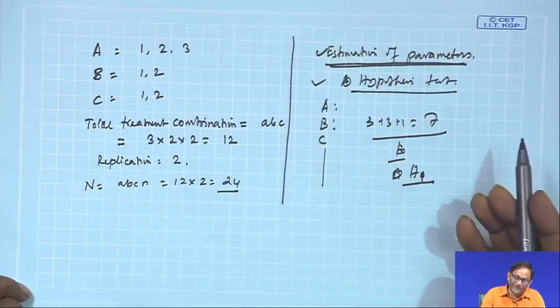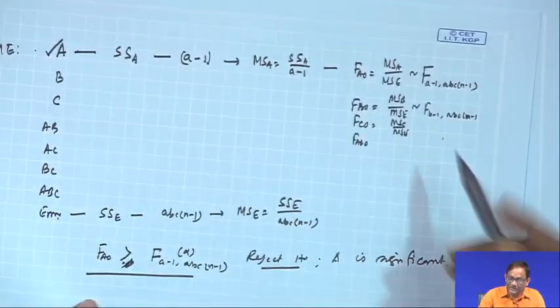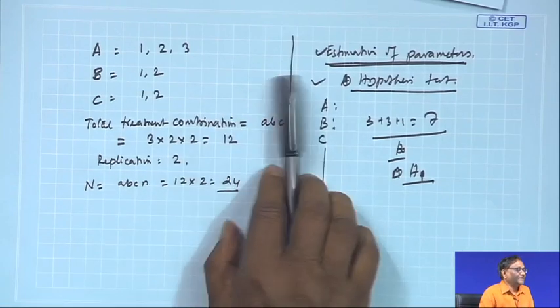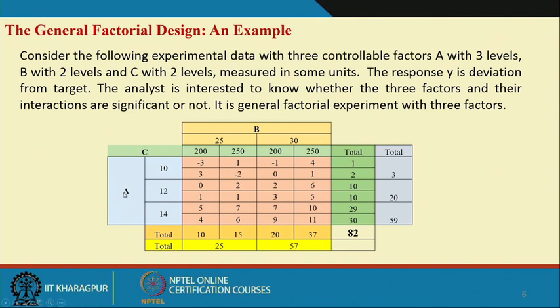Every hypothesis will be tested. I will show you how the SS for the different effects will be computed. Here you see that if you consider A, then the row total is 3 with respect to 10, and the grand total is 82. So, the grand average will be 82 by 24, and here the average is 3 by 8. Then the parameter estimate, the effect of A at level 10, equals 3 by 8 minus 82 by 24. In this manner you will find the effects of the different levels of A.